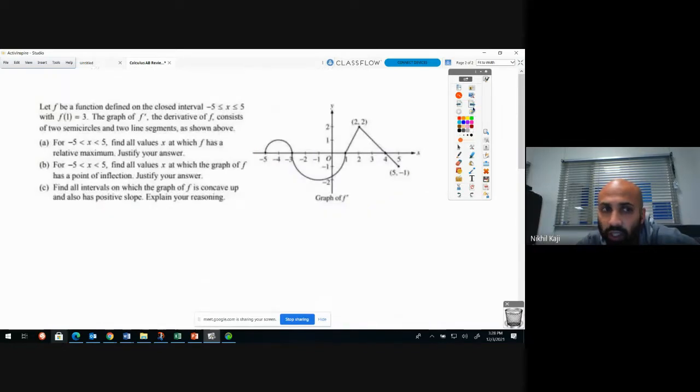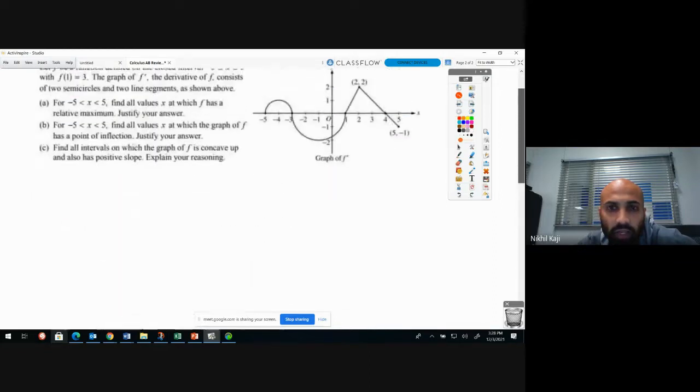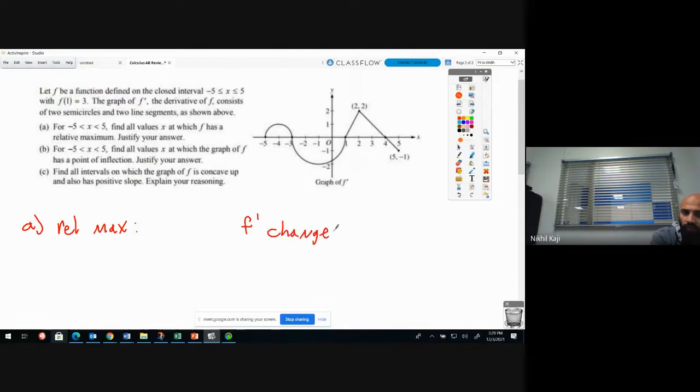Now let's go to the back page. Here we have another graph. This time they give us a graph of f prime. Now find all values where we have a relative max. So a relative max means, what does that mean? That is when my derivative changes, my slope changes.